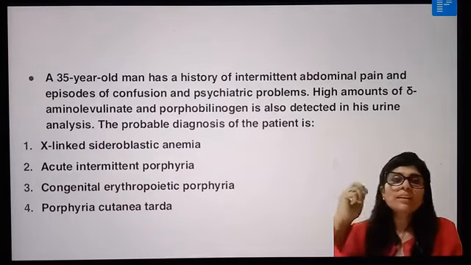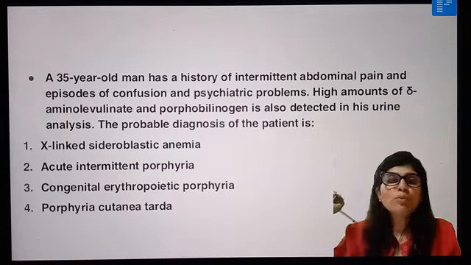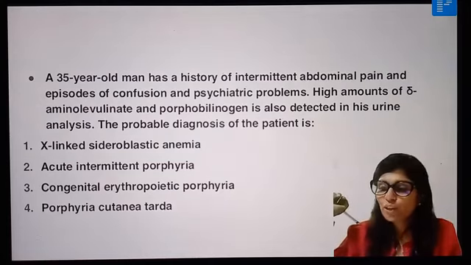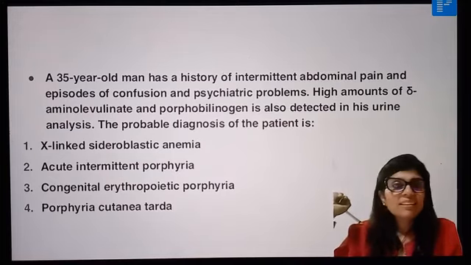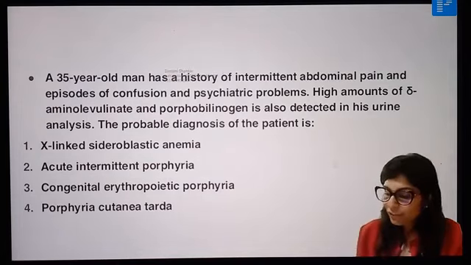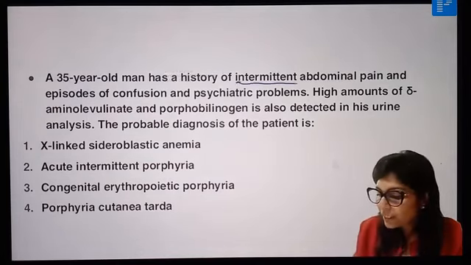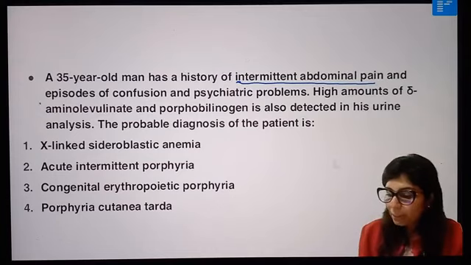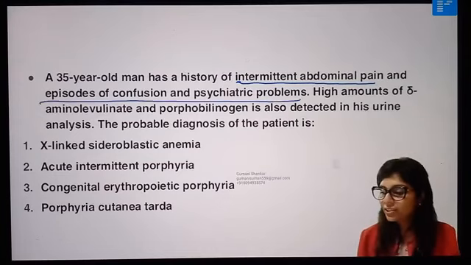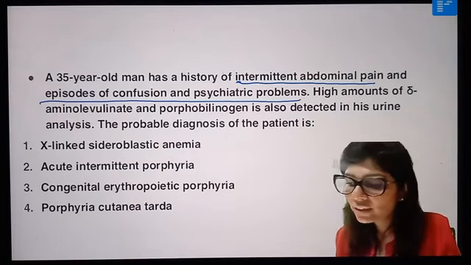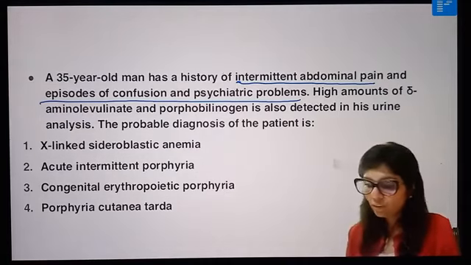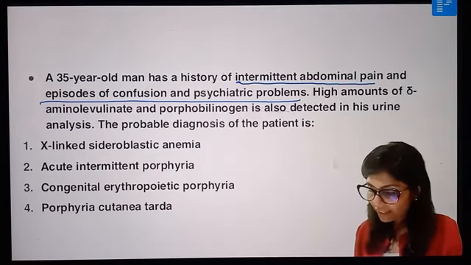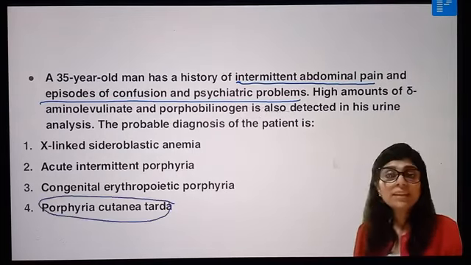So now, let's learn one more case-based MCQ, because they ask you often about porphyrias, right? Thanks all of you. I'm very happy that many of you have understood it. Try to read this. A 35-year-old man has a history of intermittent abdominal pain and episodes of confusion and psychiatric problems. Very good, Kranti Lal. Very good, Anshul. Good, Rohan. Good, Devik. No, Devyani has answered it as porphyria cutanea tarda.